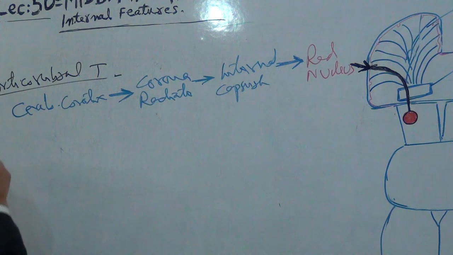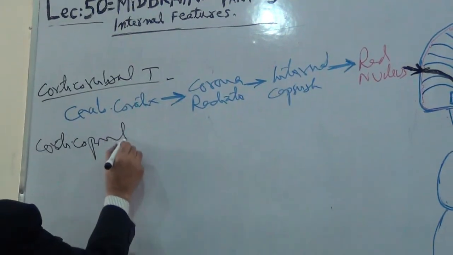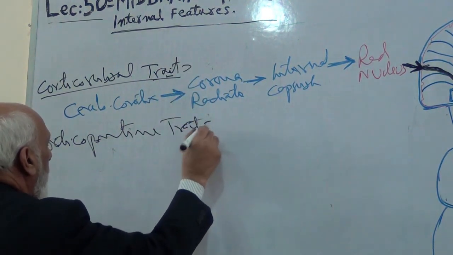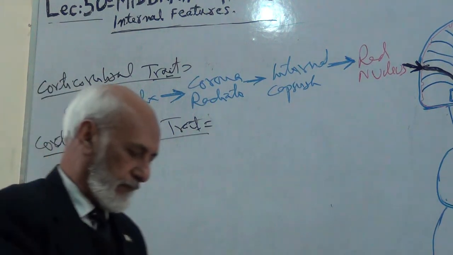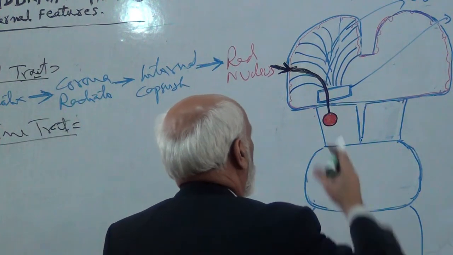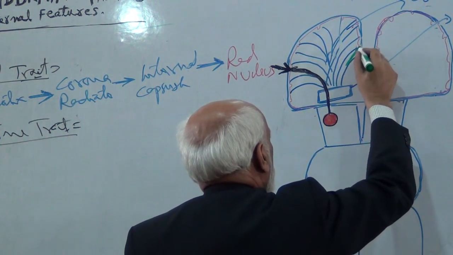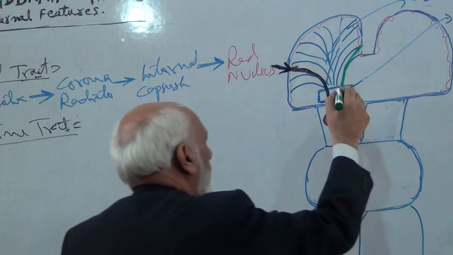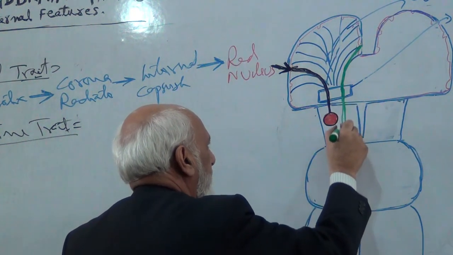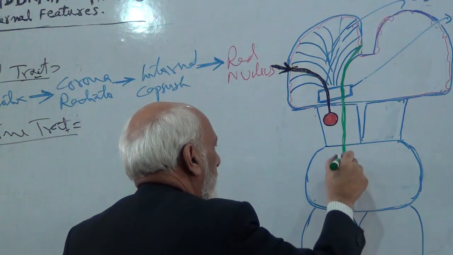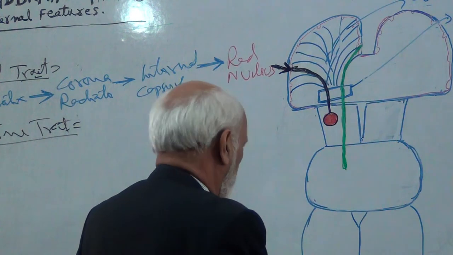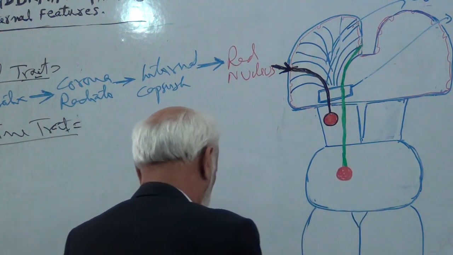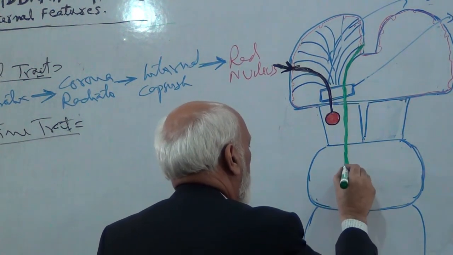Then the cortico-pontine tract. The fibers arise from the cerebral cortex, descend through the corona radiata, descend through the internal capsule, continue to descend through the crus cerebri of the midbrain, enter the pons, where they terminate on the pontine nuclei, ipsilaterally.